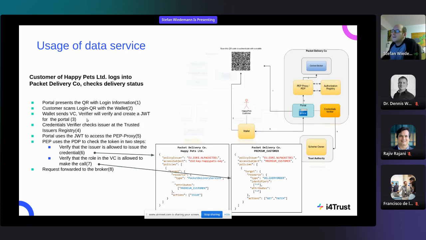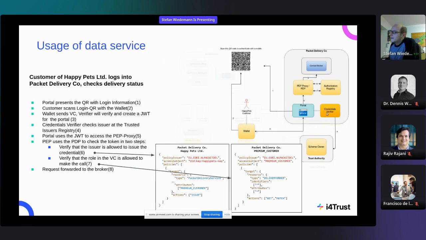And the wallet will send the verifiable credential to the verifier that is encoded within this QR code. The verifier will then verify this credential. That means it will check that it's signed correctly with the correct private key, and also that our issuer is trusted by the trusted issuers registry. We're currently working on making the trust authority in iShare, also in i4Trust, compatible with the trusted issuers registry. This is currently under development and will probably be available at the end of January.